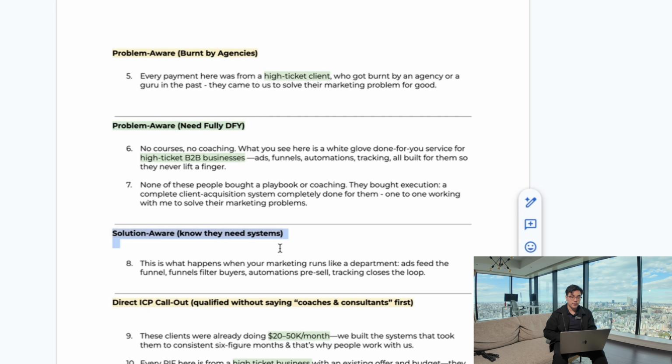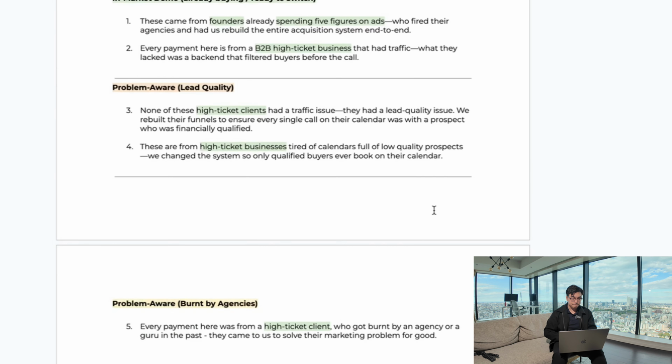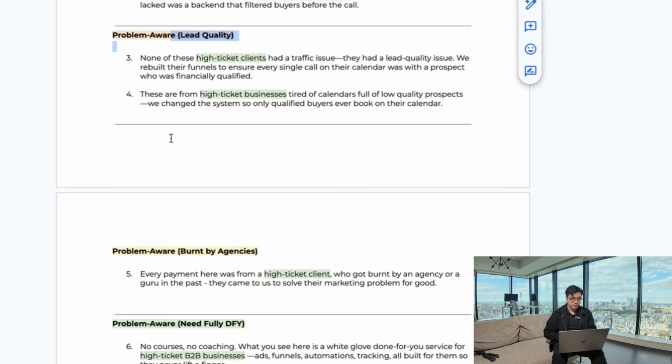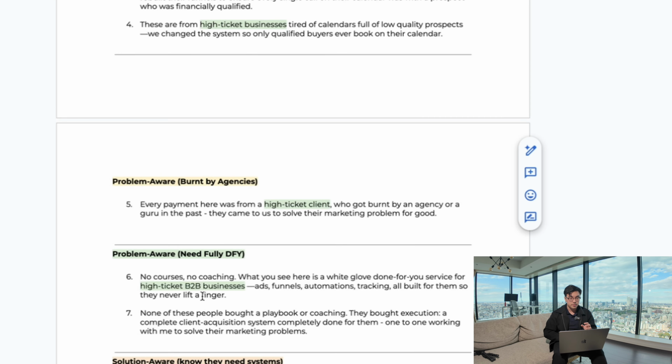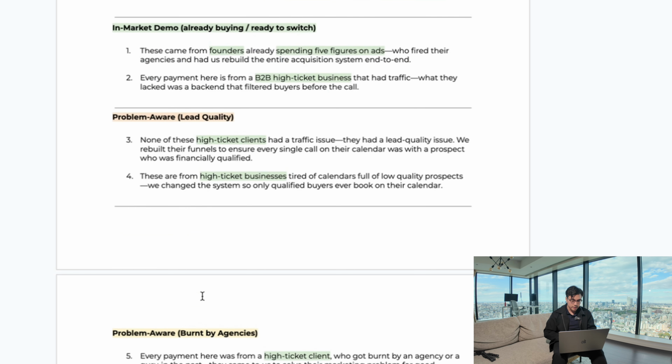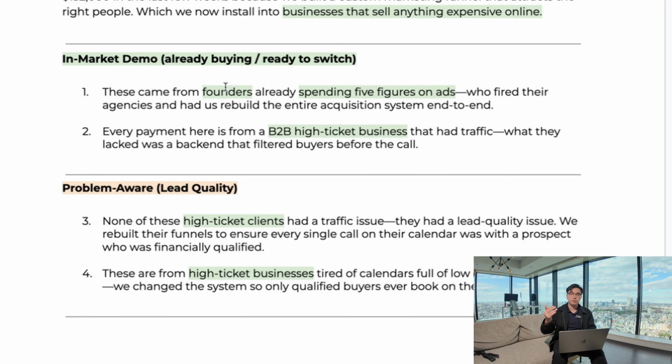And solution aware, they know they need the systems. And direct ICP call, qualified without saying coaches or consultants first. Okay, so that's 1, 2, 3, 4, 5, 6. That's 6 different types of themes I'm using for my bridge portion, the second and third sentence. So let's analyze why I'm using these bridge parts to help improve lead quality.